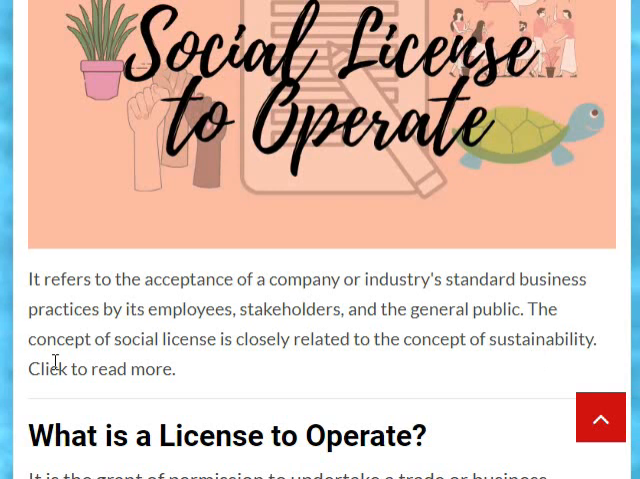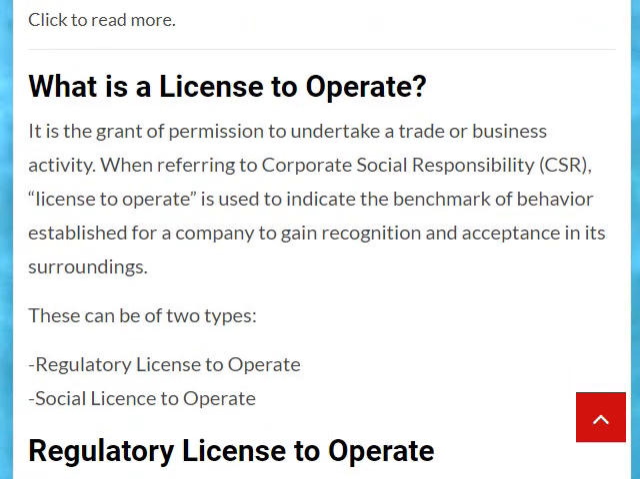Now, this definition may seem difficult to you, or you might not understand it totally. So, we will break down this definition and we will see the components of social license to operate so that you can understand the concept of social license to operate in a simple manner.